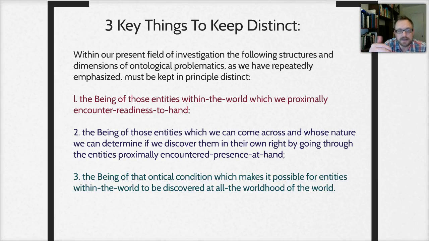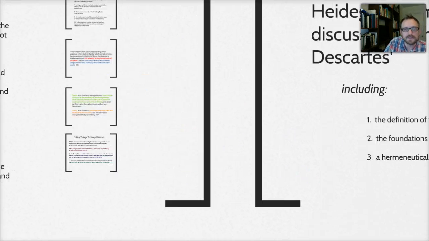as present at hand, right? So we have a way in which I encounter beings or entities in the world as ready to hand, but there is a way in which I also encounter entities as present at hand. Now, number three, the being of that ontical condition, which makes it possible for entities within the world to be discovered at all, the worldhood of the world, right? So we have to keep the ready to hand encounter separate from the present at hand. We have to keep those two separate from Dasein itself. Dasein herself, I guess you might say.